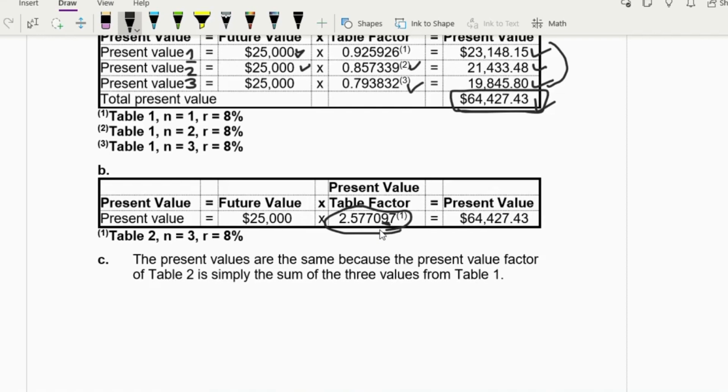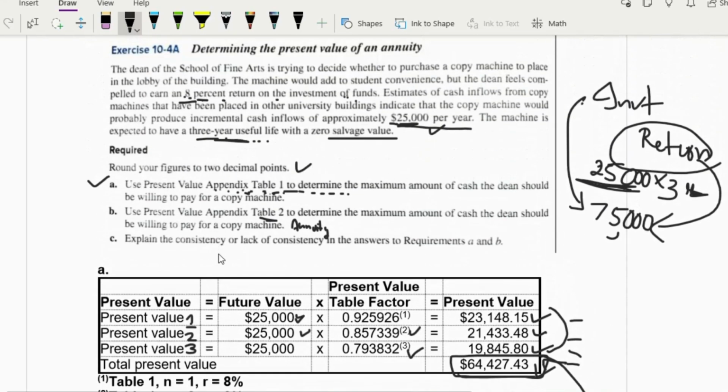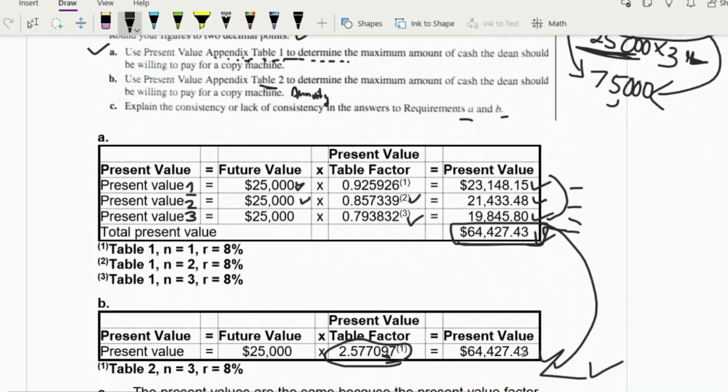Some decimals are different, and then when I multiply it with 25,000, this is the present value. So you can see both present values are the same. You do it in parts, you do it with the help of annuity, you will get the same answer, right? Point number C says, explain the consistency or lack of consistency in the answers to requirement A and B. There is consistency, both of them are the same.